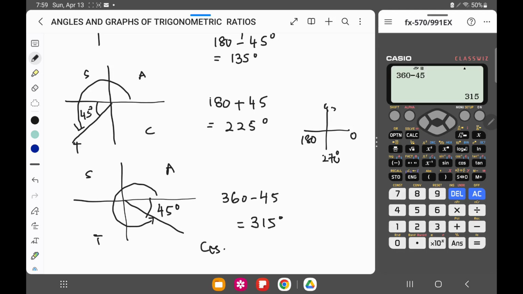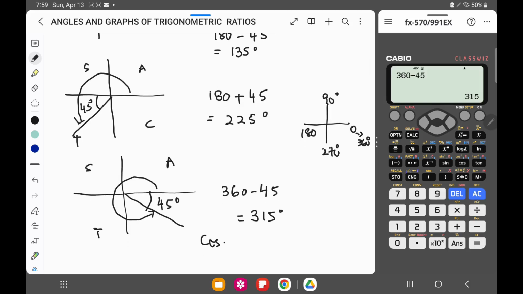0 to 90 degree angles lie in the first quadrant. 90 to 180 degrees lie in the second quadrant. 180 to 270 lie in the third quadrant, which is tan positive, and 270 to 360 degrees lie in the fourth quadrant. So we can easily understand this one.